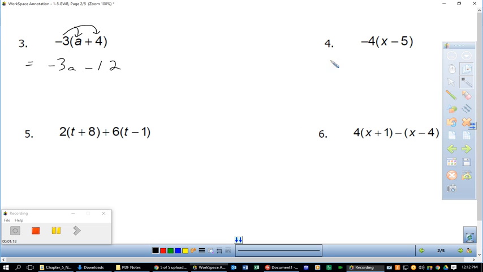Okay. Number 4, same issue. Negative 4 times x is negative 4x. Negative 4 times a negative 5. Negative times negative is positive, so we get a positive 20.